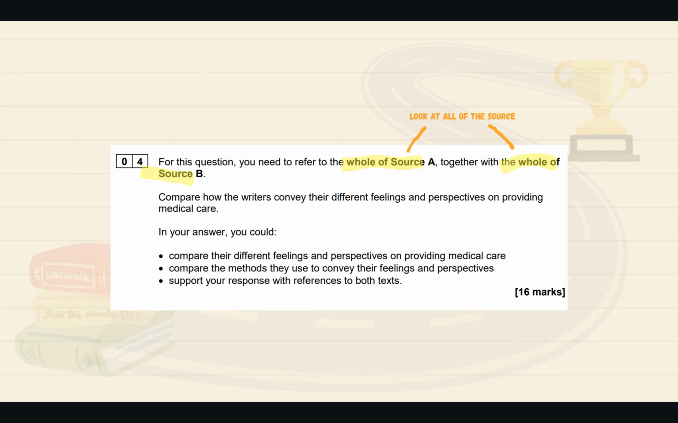Right, let's have a look together. The part where it says whole of source A and whole of source B shows we have to look at all of the source and both of them together. Where it says different feelings and perspectives, this shows us we have to look at the differences only between the texts. And then it says providing medical care. This is the focus of the question, and we have to make sure our points link to this.